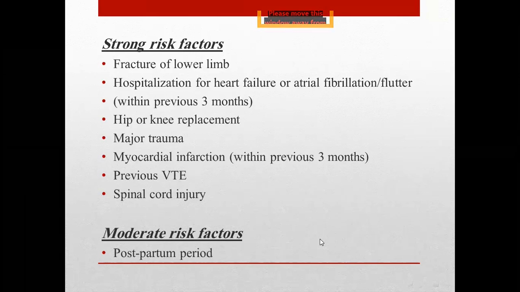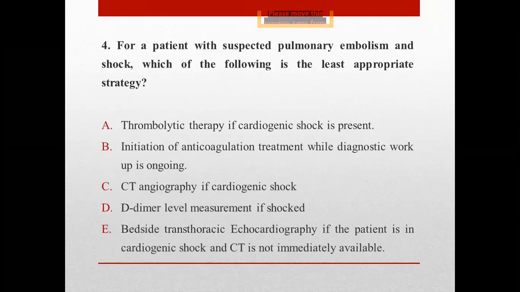Okay, so to the next question. For a patient with suspected pulmonary embolism and shock, which of the following is the least appropriate strategy? Thrombolytic therapy if cardiogenic shock is present. Initiation of anticoagulation treatment while diagnostic workup is ongoing. CT angiography if cardiogenic shock. D-dimer level measurements if shock. Bedside transthoracic echocardiography if the patient is in cardiogenic shock and CT is not immediately available. So I'm waiting for your answers.